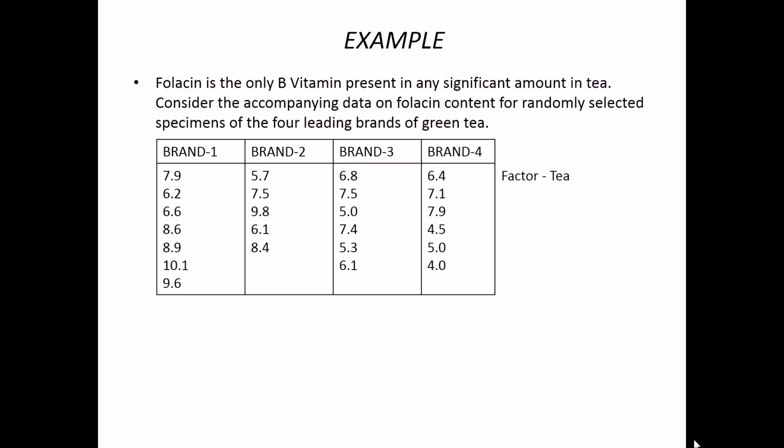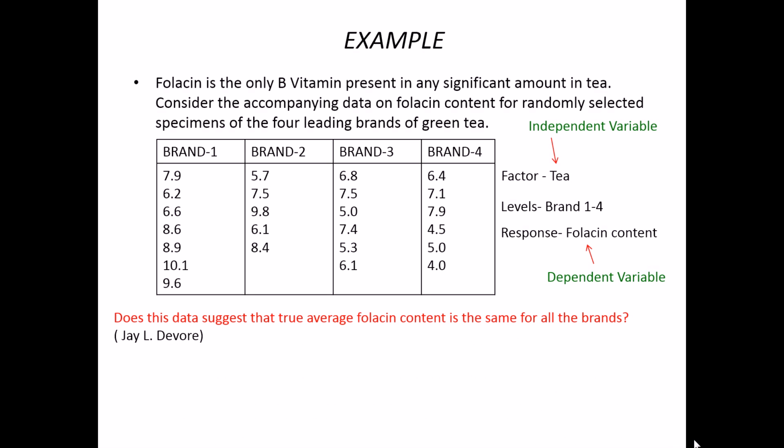Here the single factor is the green tea and the levels are the 4 leading brands of green tea and the response is the folacin content. Factor is always an independent variable whereas response is always a dependent variable. Here the folacin content depends on the brand of green tea. Here we test whether the true average folacin content is the same for all the brands.